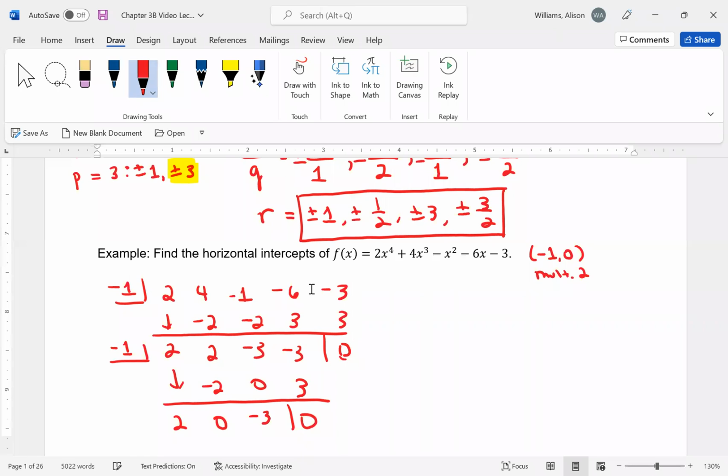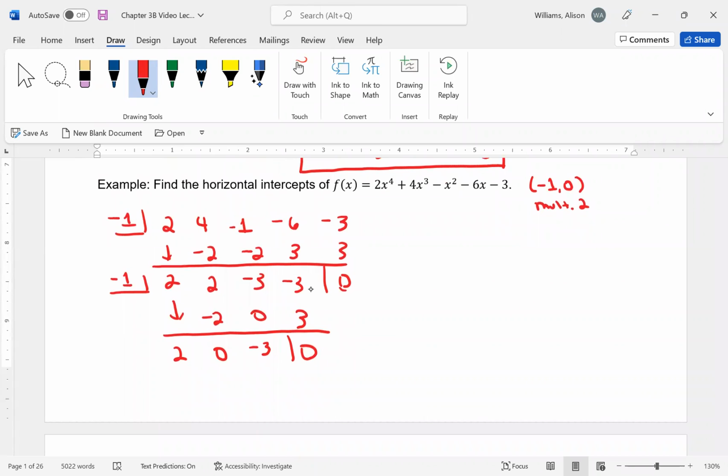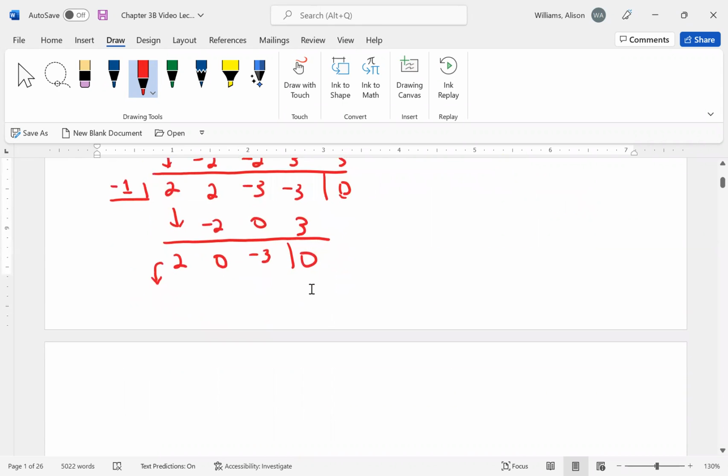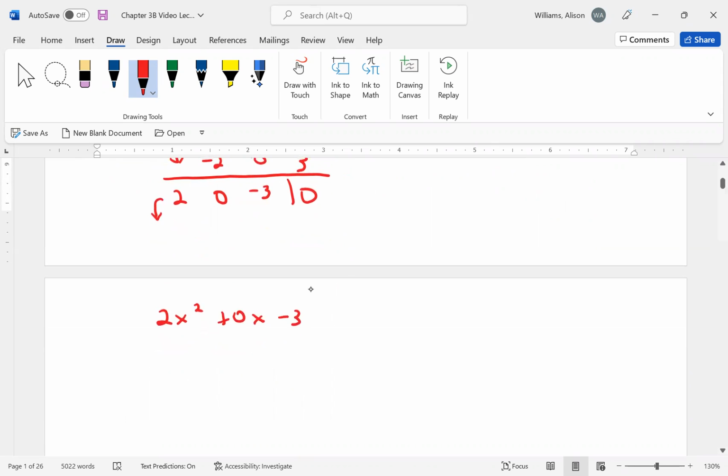It kind of looked like 3, right? But for right now, I'm going to cheat. I'm going to stop right here, take this final answer, and write it as a quadratic. So this would be 2x squared plus 0x minus 3, which really we would write 2x squared minus 3.